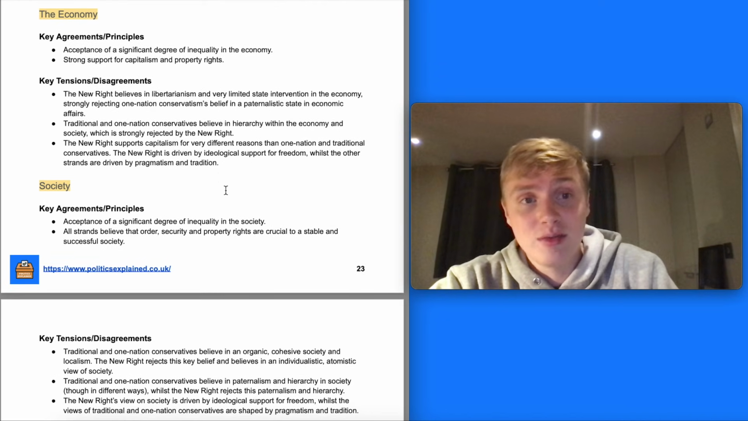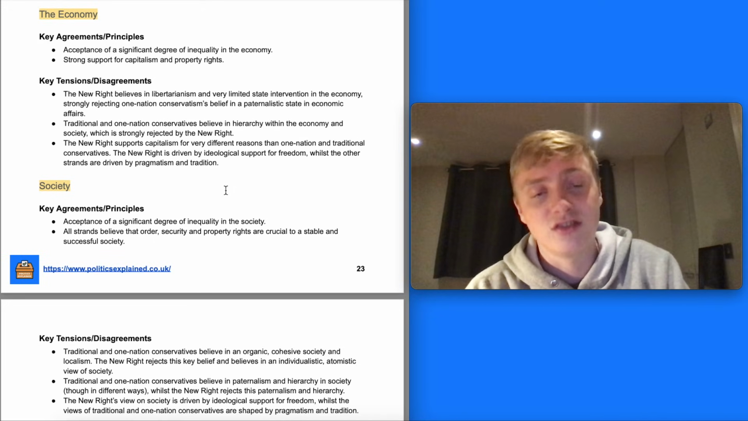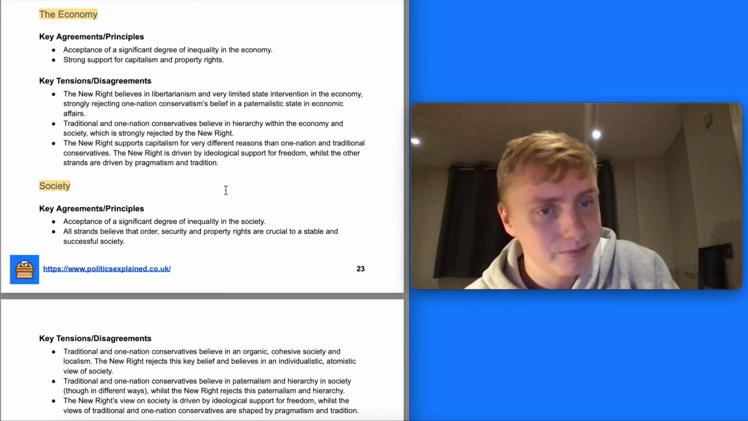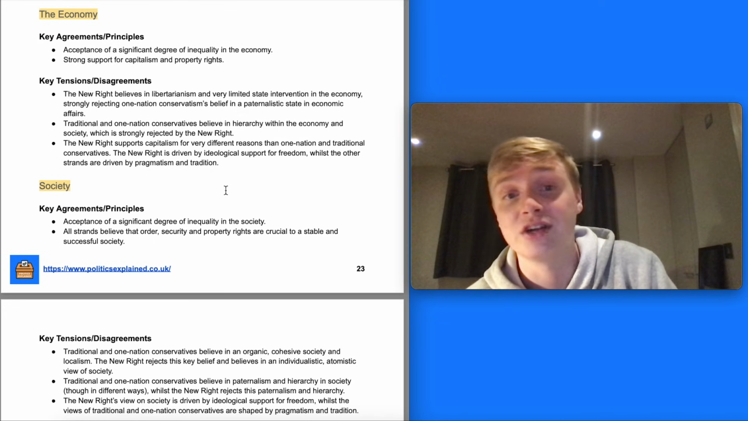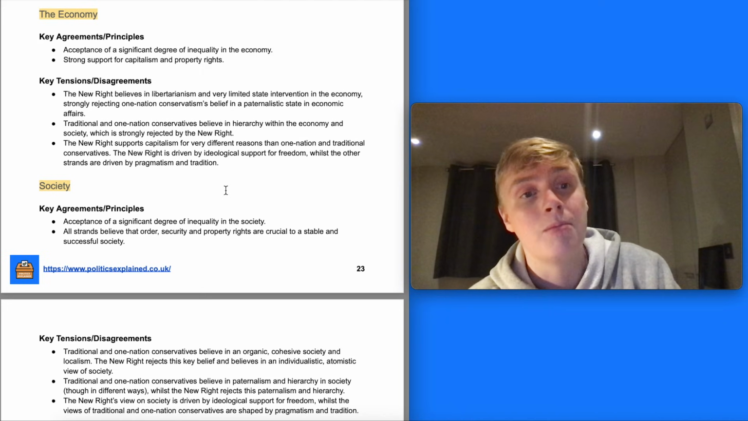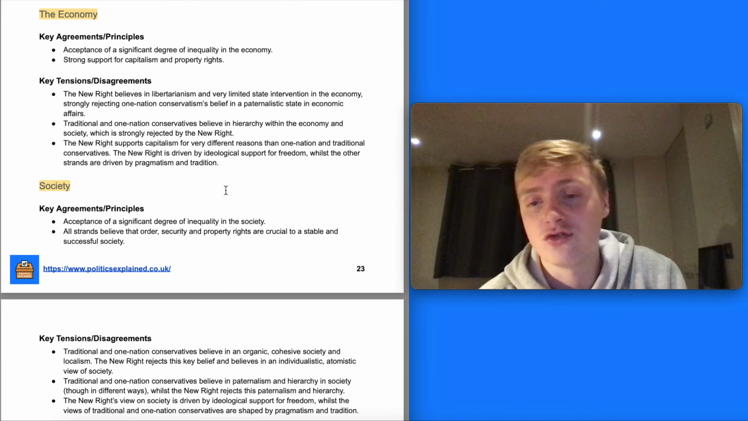Again, key tension and disagreements: the level of state intervention in the economy, libertarianism versus one nation conservatism's belief in a paternalistic state in economic affairs. Traditional one nation conservatives believe in hierarchy, which is strongly rejected by the New Right. And crucially, the new right supports capitalism for very different reasons to traditional one nation conservatives.